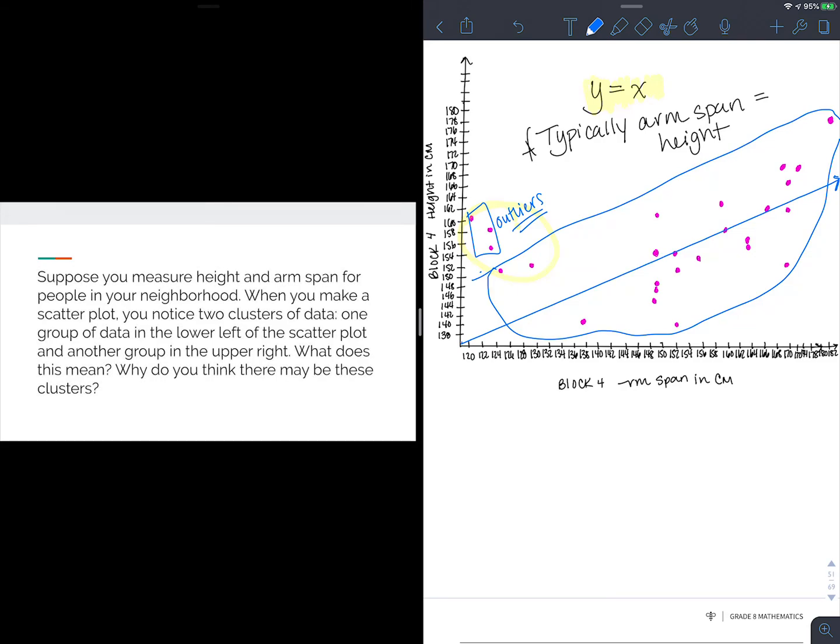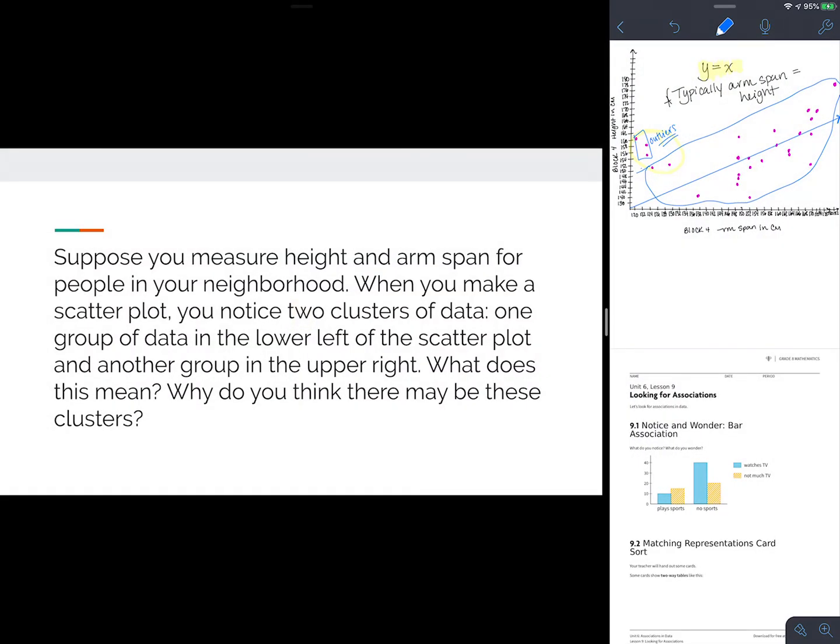Okay, so suppose you measure height and arm span for people in your neighborhood. When you make a scatter plot, you notice two clusters of data, one group of data in the lower left of the scatter plot and another group in the upper right. What does this mean, and why do you think there may be these clusters? Well, it might just depend on the age of the people that you took in your neighborhood. So it might mean that there are a lot of small children and a lot of tall adults, right? So there might just be an equal amount of those categories, and that's why your data appear to be clustered.